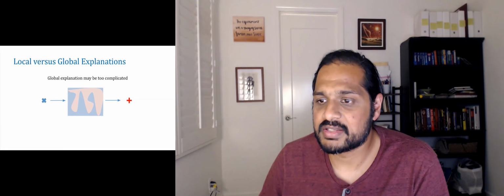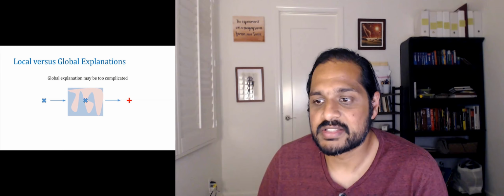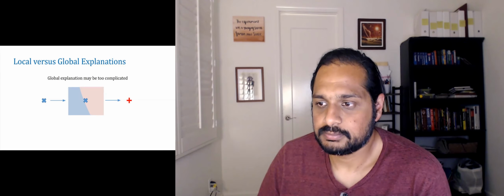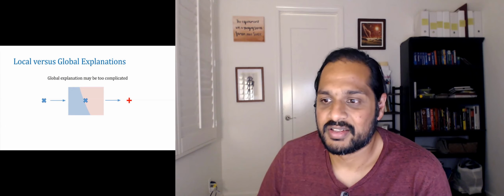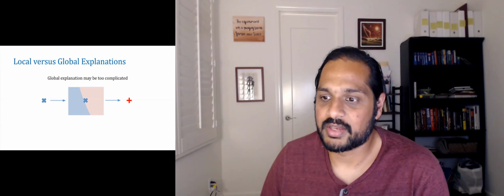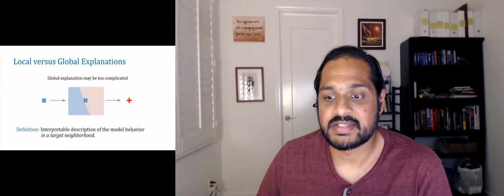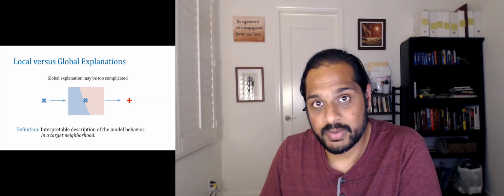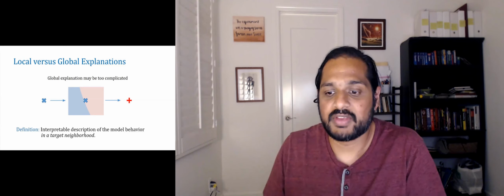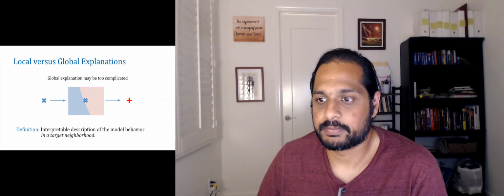So I can take a data instance X and see where in the surface it falls, and essentially zoom into that local view around that point. And you can see suddenly the classifier surface, at least in this cartoon example, is not looking so scary anymore. And so that's essentially what a local explanation is. It's an interpretable description of the model behavior in a target neighborhood, right? So it's just an additional caveat on top of a global explanation that makes it a local explanation.